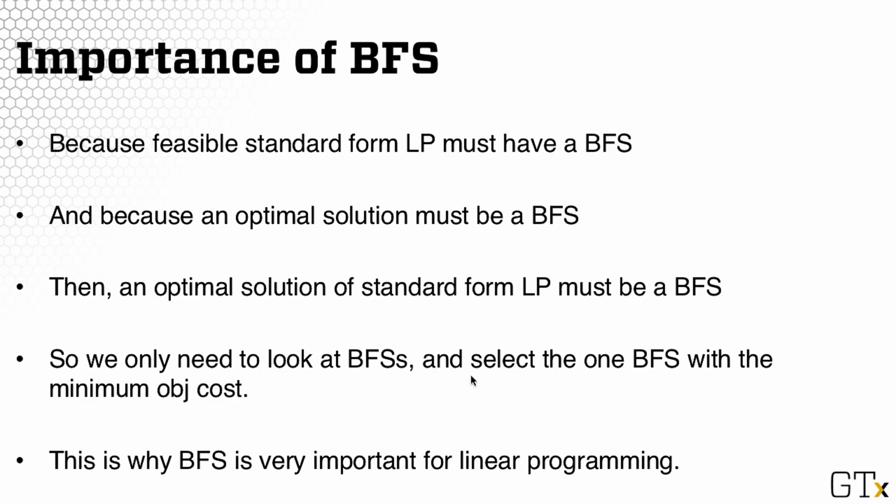So in other words, we can look at the set of basic feasible solutions, all the extreme points, and select the one with the minimum objective cost. Okay. In other words, you already see that there is an algorithm here: we look at all the basic feasible solutions, all the extreme points, and find one with the minimum cost. So that will solve the linear program. This is why basic feasible solutions are so important for linear programming.